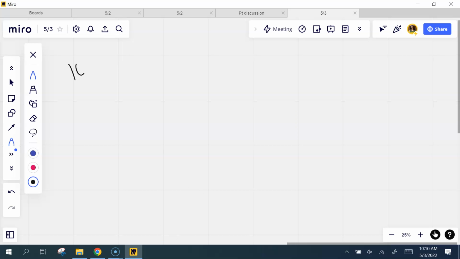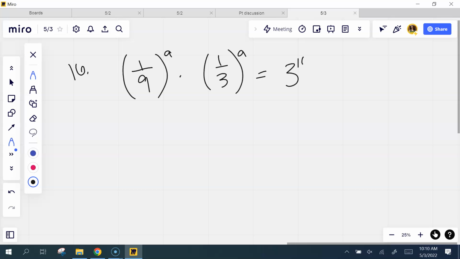So we're looking at 16 on the back. Remember, the goal is that we clean everything up first and then we manipulate those bases to be the same. So here, I can't combine these because the bases aren't the same, but I could rewrite them with the same base. What would the base be? 3, right? 3 to the what here gives you 1/9?